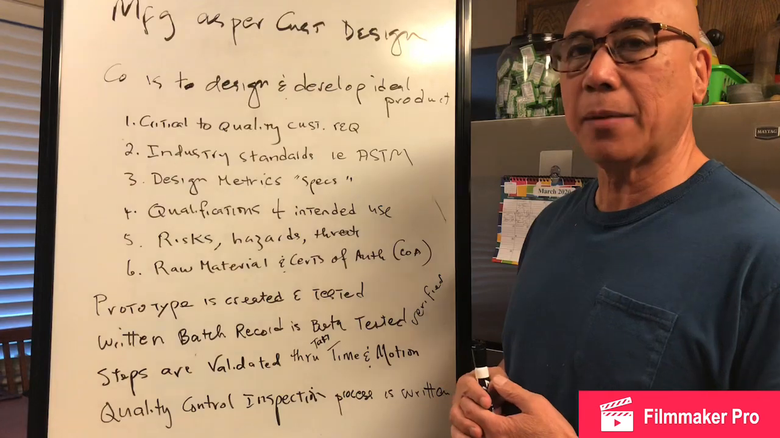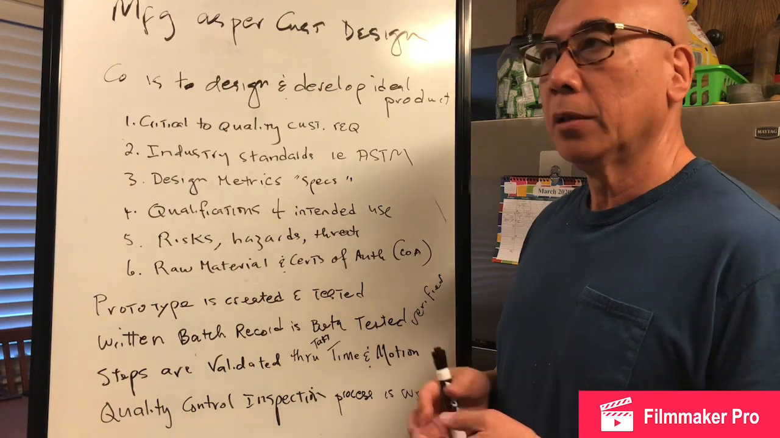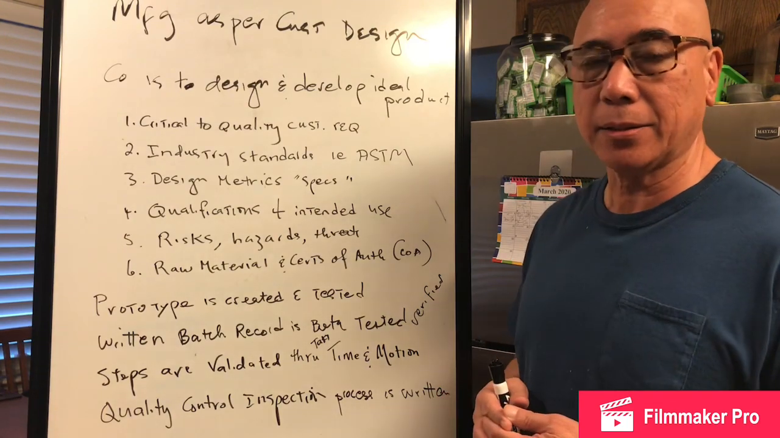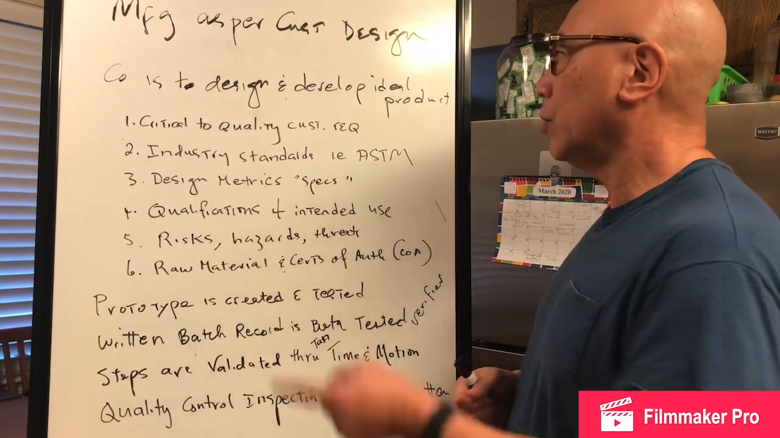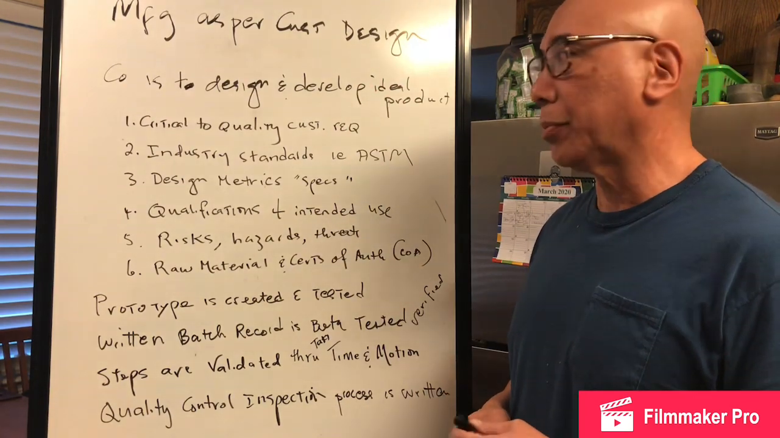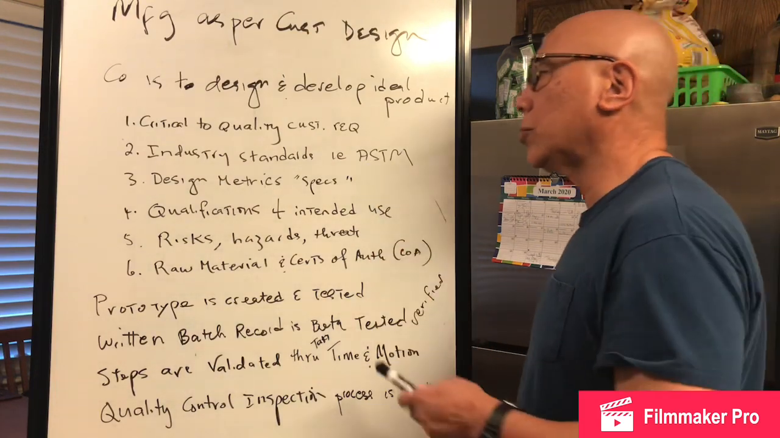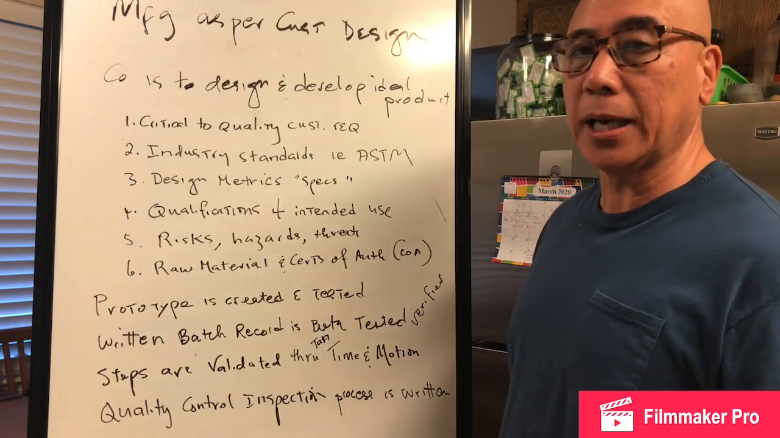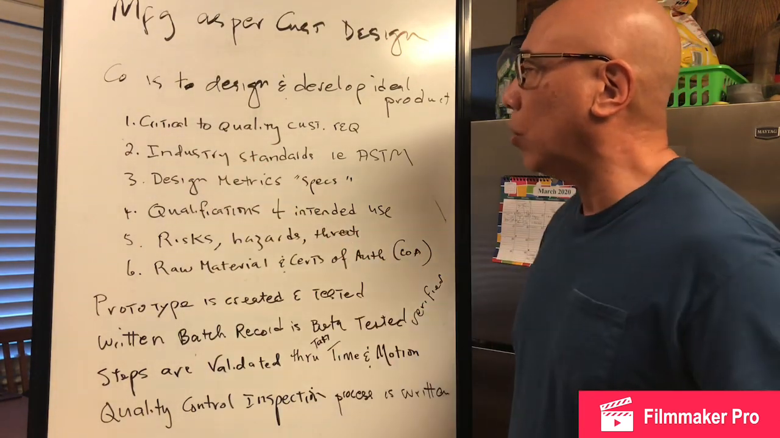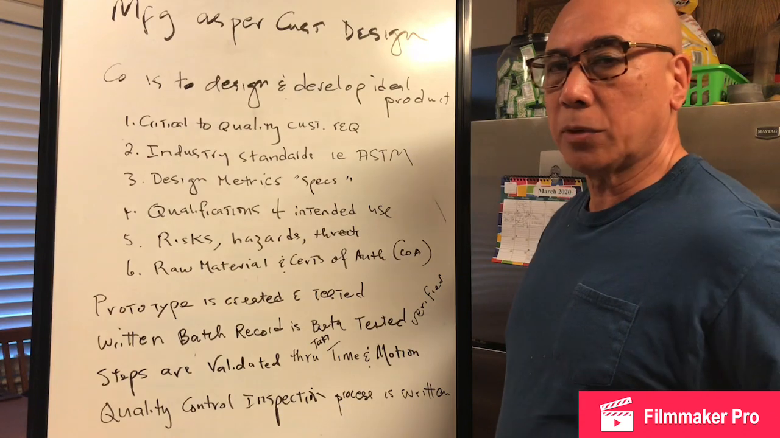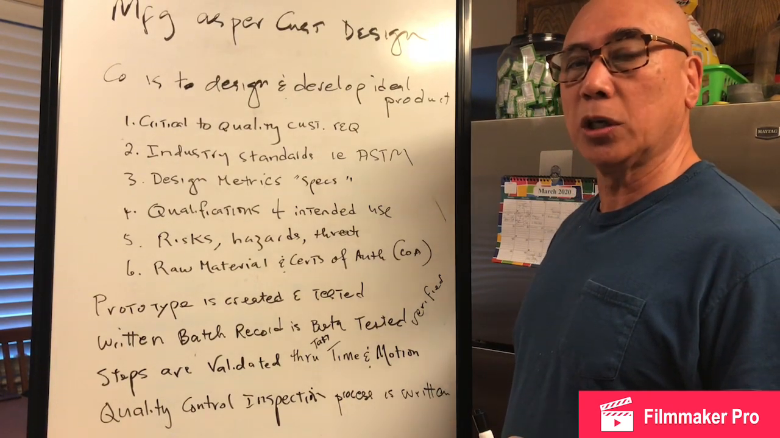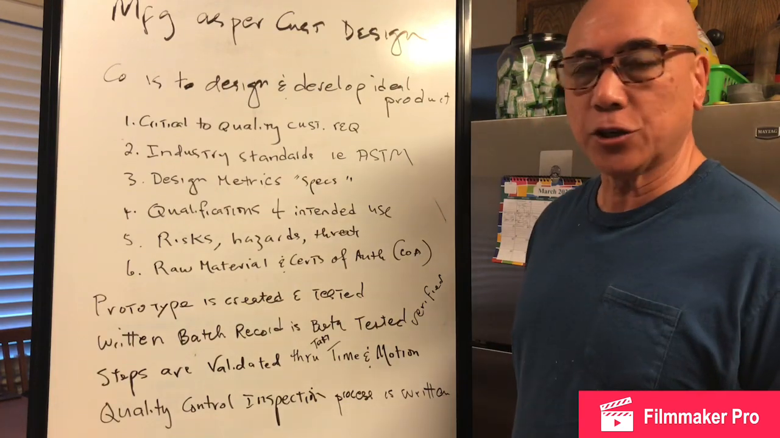That still does not preclude you from going through what we call a design and development process, or D&D process, so that you can develop the ideal product. When you do so, there are some things that you need to collect and to identify. First of all is the critical to quality customer requirements. The customer has its own idea on how it's supposed to look, some of the aesthetic features to it.